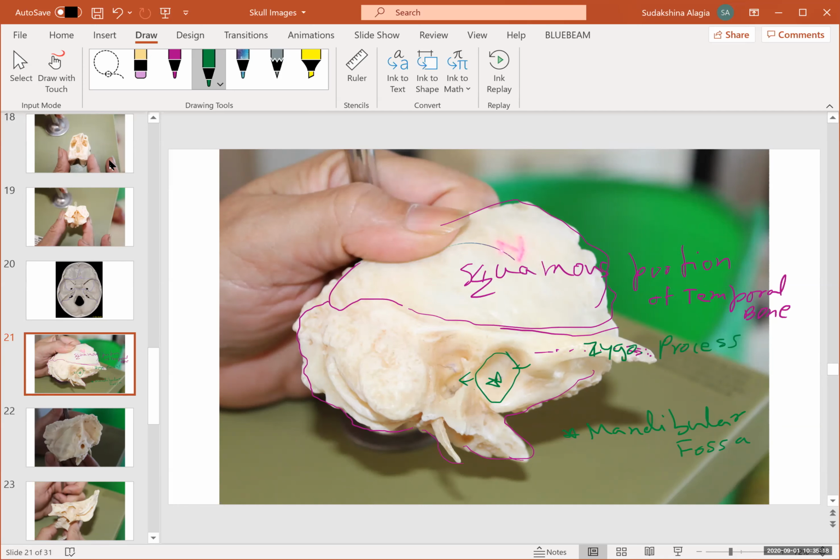Posterior to the mandibular fossa, say this. This looks like a canal, or more like a thick groove. It's a groove. It's not just a fossa. It actually looks like something will go in there. So what do we call this? Change the color.